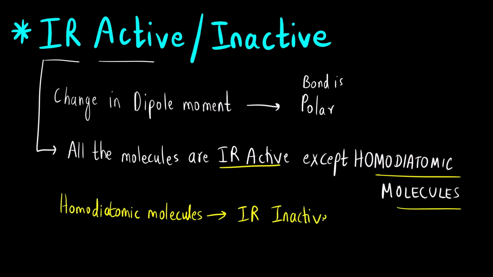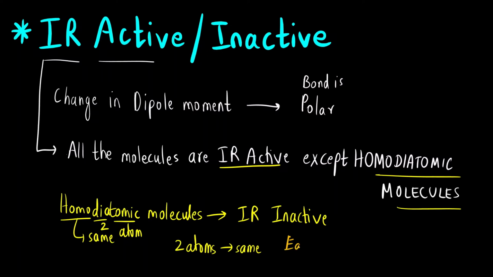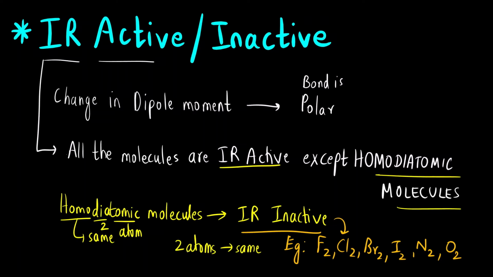Now, what is the meaning of homodiatomic molecule? Homo means same, di means two, atomic means atom. So it is a molecule having two atoms, and both the atoms are the same. What are examples of such molecules? Examples are all the halogens, for example fluorine, chlorine, bromine, iodine. Other examples are nitrogen and oxygen. These are some of the examples which are IR inactive.